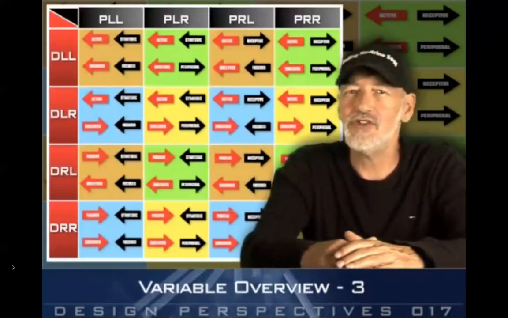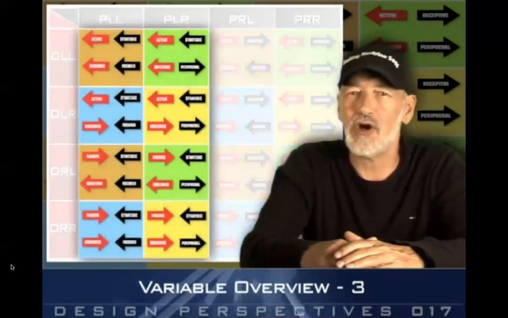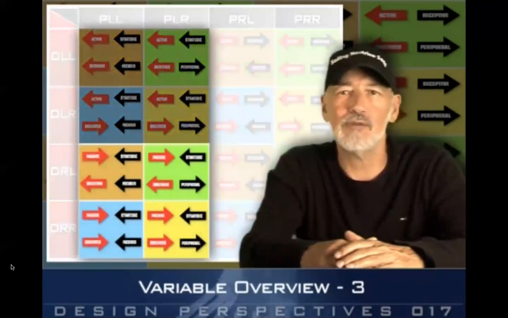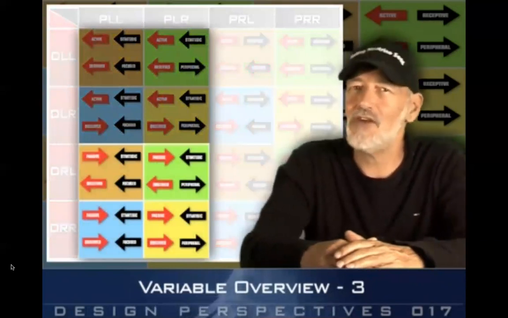Welcome to Variable Overview. And today we're going to take a look at the two different aspects of leftness. If you look at the left side of the variable grid, you can see, in fact, that you can divide it into two parts. You can divide it into the upper four variables, which are both left-minded and left-brained.